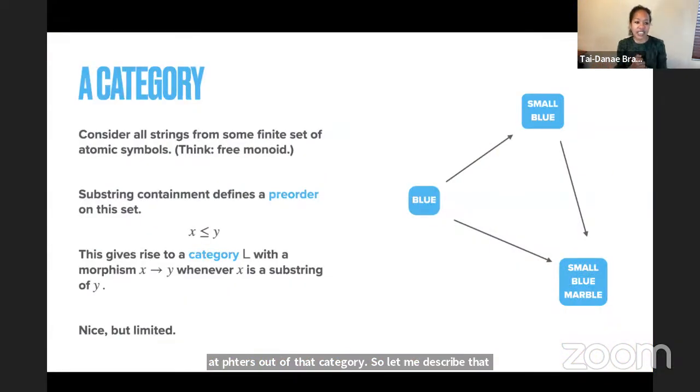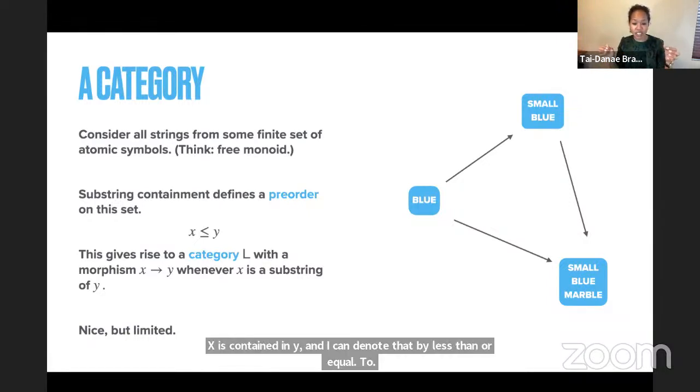So here's a category. Consider all strings from some finite set of atomic symbols. If your finite set is the set of all words in English, it's a very large set, but it's finite. You can just think of taking the free monoid on that set, all strings. Then substring containment defines a preorder on this set. In other words, we can make sense of when one string is contained in another string. X is contained in Y, and I can denote that by less than or equal to.